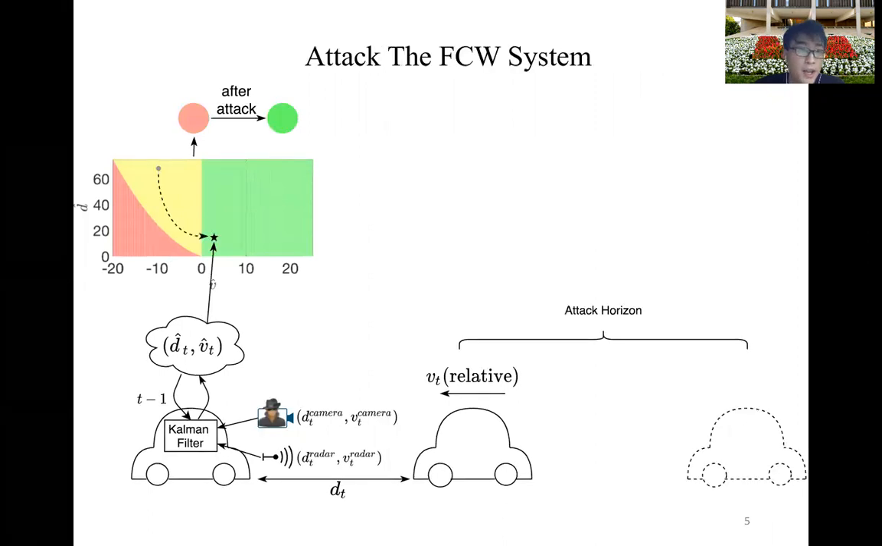So we consider attacks against the FCW system. Specifically, the attacker is able to manipulate the sensor measurements, and she is allowed to perform this manipulation sequentially over a long attack horizon until some target effect occurs. For example, here the attack starts early when the car in front of it is far away, and it lasts until the FCW produces the first red warning. And the attack effect here is that the red warning is changed to green.